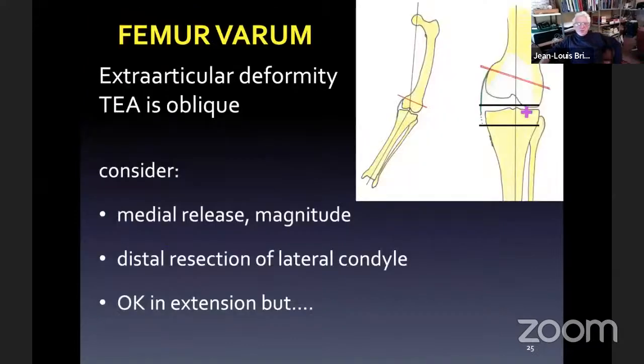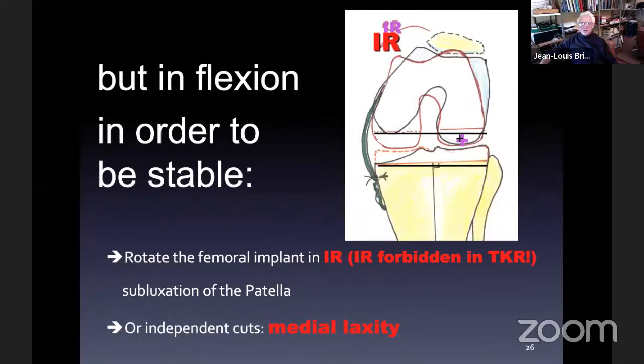Femur varum, that is an extra-articular deformity, where the transepicondylar line is oblique. Okay, well, you can say, okay, I do an MCL release and I will get the correction. It will be well aligned. Next.